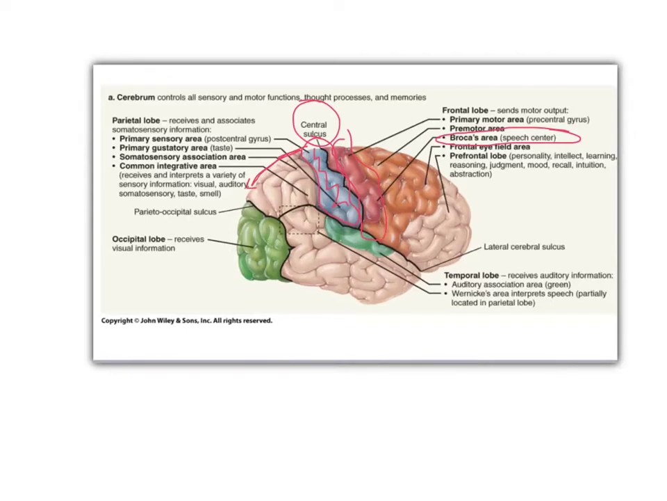Obviously, the frontal eye field, where your visual field starts, is going to be in your prefrontal or frontal cortex. Your prefrontal lobe is personality, intellect, learning, reasoning, judgment, mood, recall, intuition, abstraction. Basically, what makes us human in a lot of ways is in that front part of your brain. Say you fall really hard on the front of your head. When people say they have prefrontal cortex damage, oftentimes you will see socially aberrant behavior.